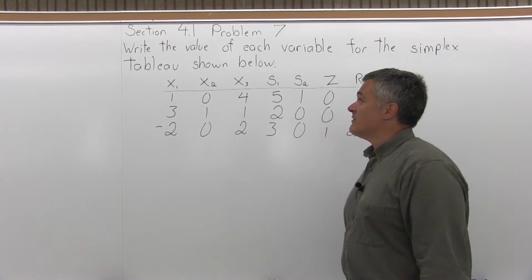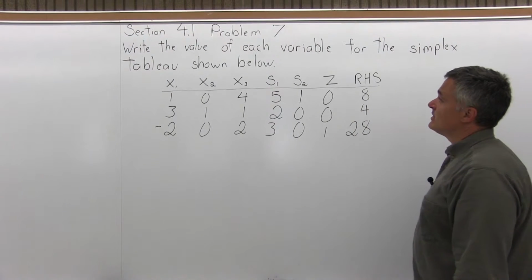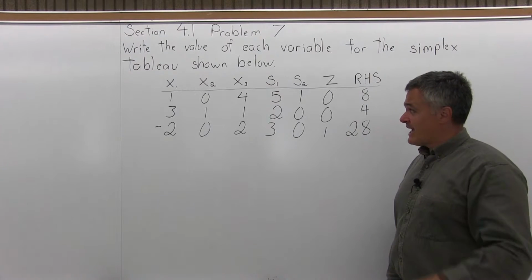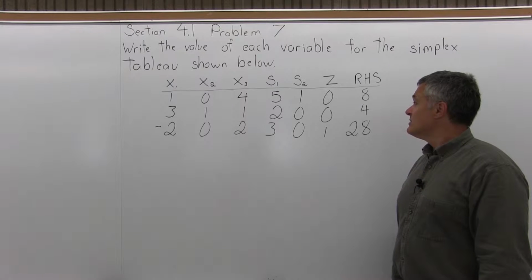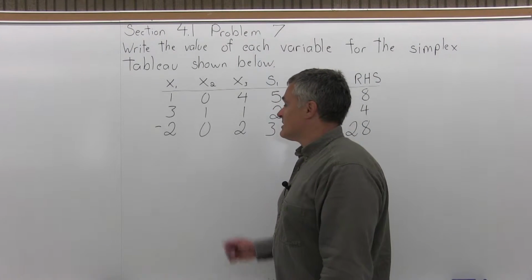This is problem number 7 from Section 4.1. It says, write the value of each variable for the simplex tableau shown below. There's a simplex tableau with the following columns: x1, x2, x3, s1, s2, z, and RHS for right-hand side. And then there are 3 rows in this simplex tableau.